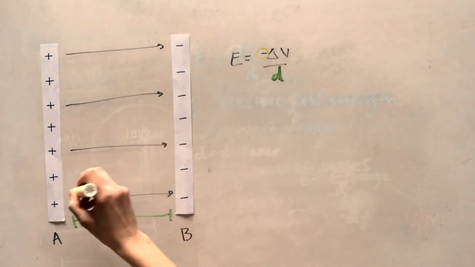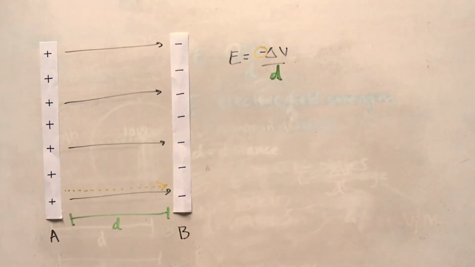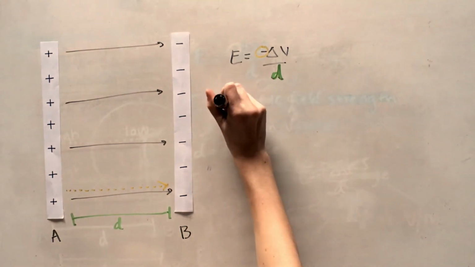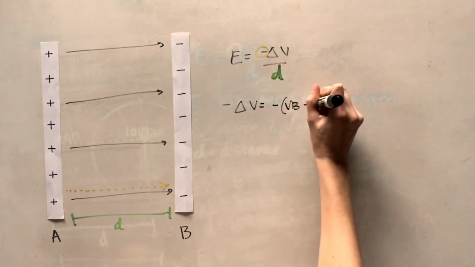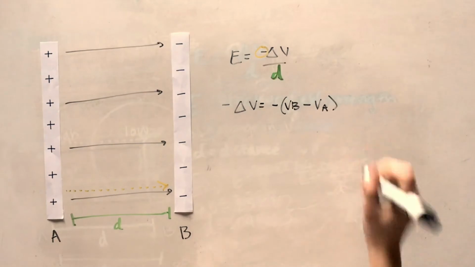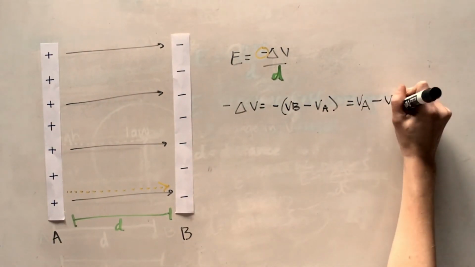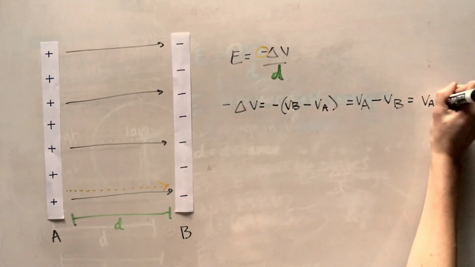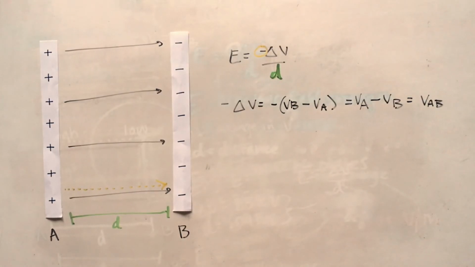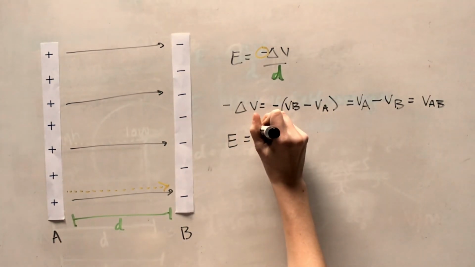Our negative in front of the delta V once again reminds us that the electric field flows from high potential to low potential. For finding our delta V, we subtract the final voltage from the initial voltage, meaning that we subtract VA from VB, but the negative in front allows us to switch those two so that it becomes VA minus VB, which gives us our change in voltage VAB. Now we can place that into our equation, making our new equation E equals VAB over D.